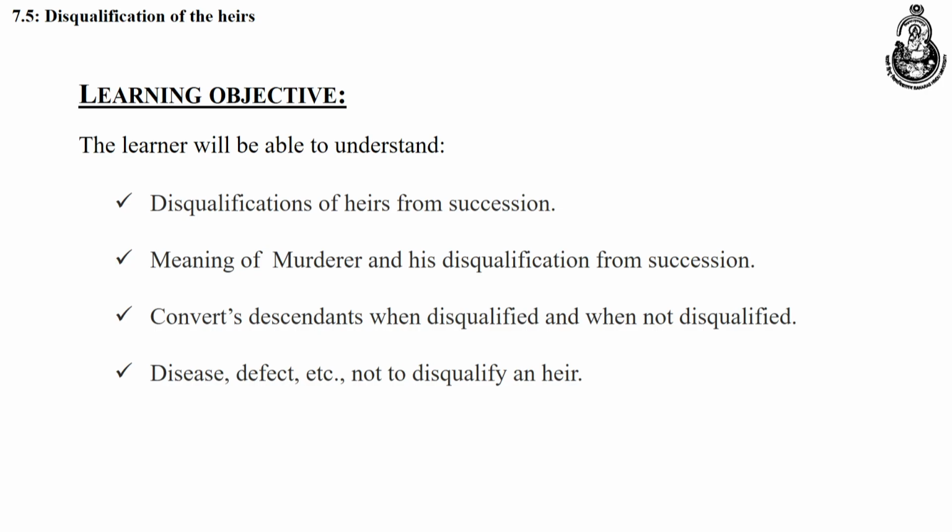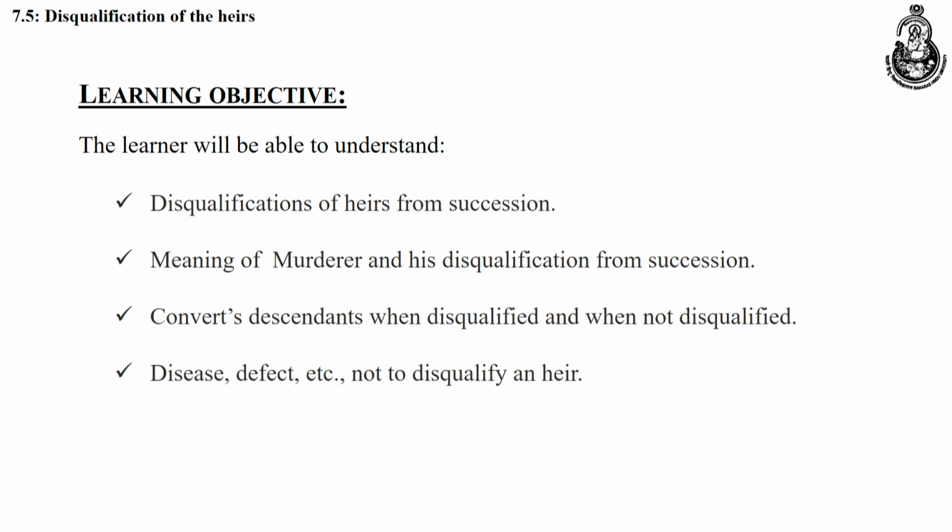Friends, before starting anything, I just want to highlight the learning objectives of this class. The first is disqualification of heirs from succession, and the meaning of murderer and his disqualification from succession. The third is converts' descendant, when disqualified and when not disqualified. And disease, defect, etc. not to disqualify an heir.